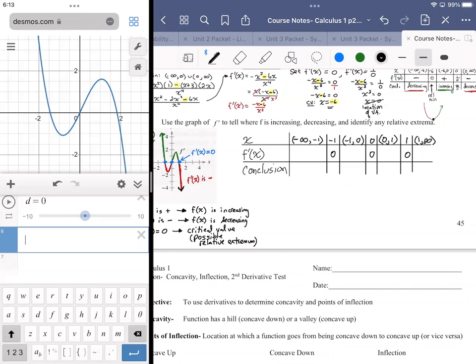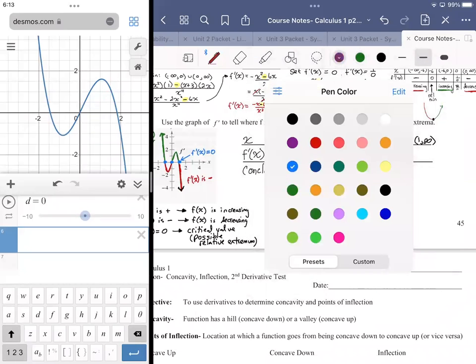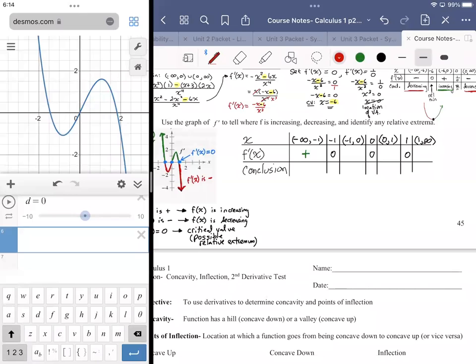On the interval of -infinity to -1, it's the green part. It's above the x-axis, so that would be a positive number. Between -1 and 0, it's below the x-axis, so that's a negative number. Between 0 and 1, it's back above the x-axis, so that's a positive number in terms of the derivative value. And then the last interval has it going below the x-axis again, so that would be a negative number.